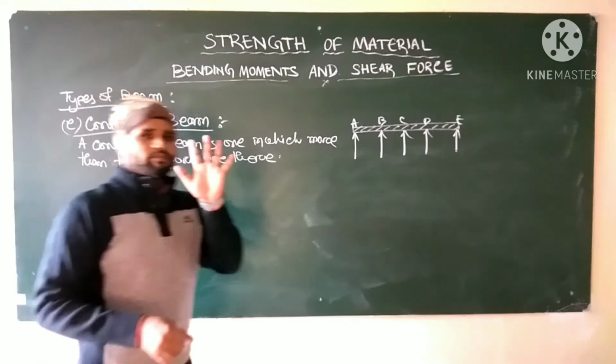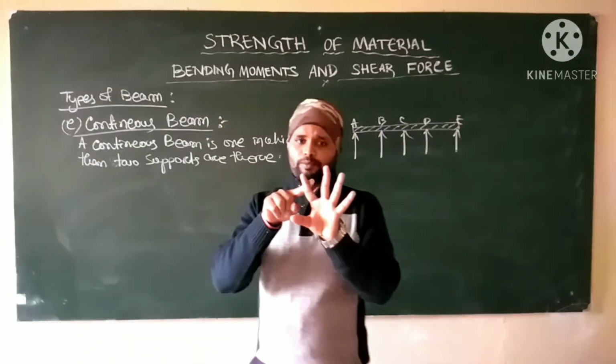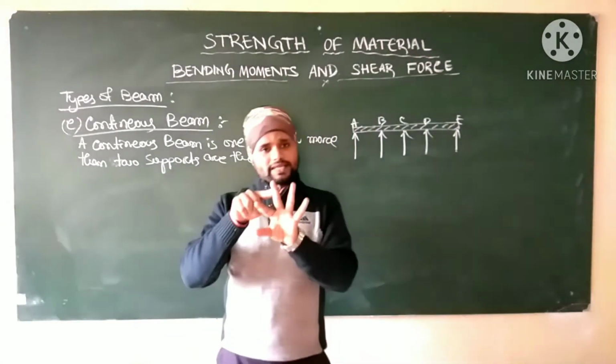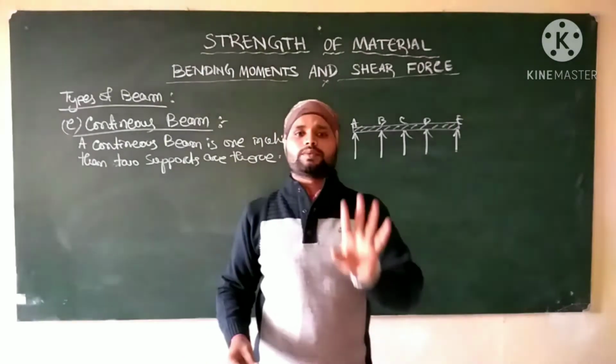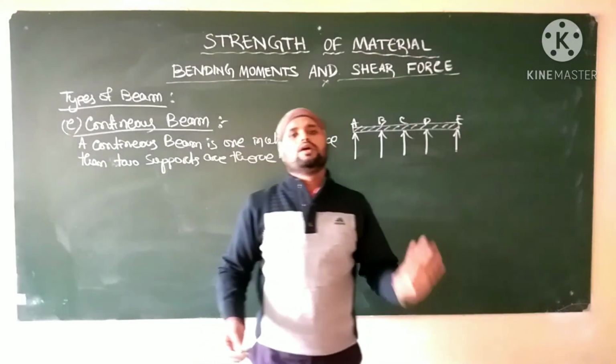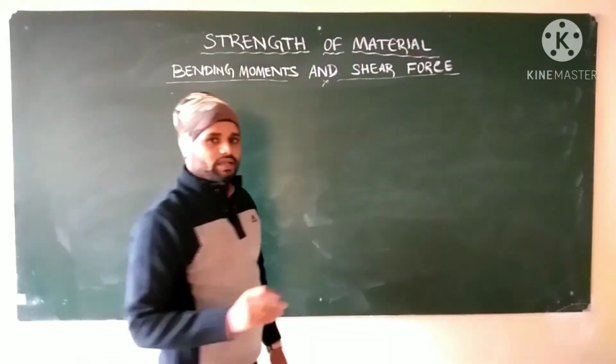So there are five types of beams. First one is the cantilever beam, second is the simply supported beam, third is the overhanging beam, fourth is the fixed beam, and the last one is the continuous beam. We have studied the five types of beam. Now we will study types of loads.